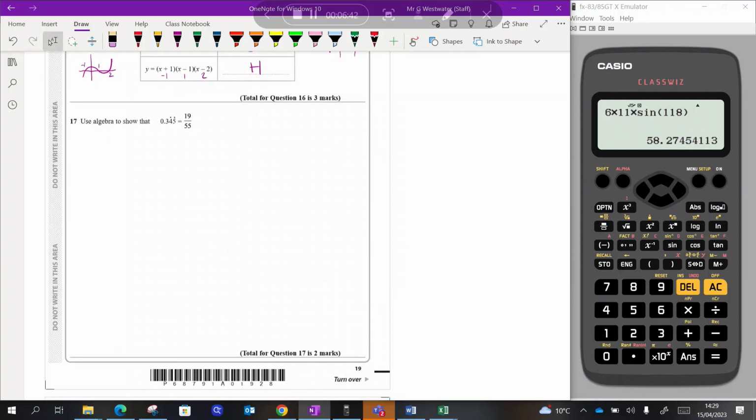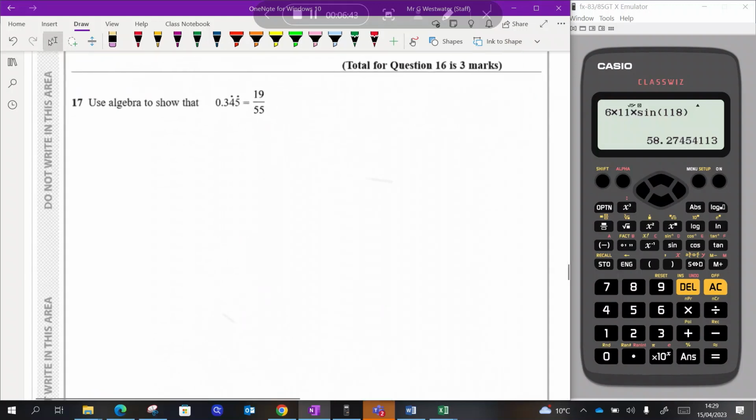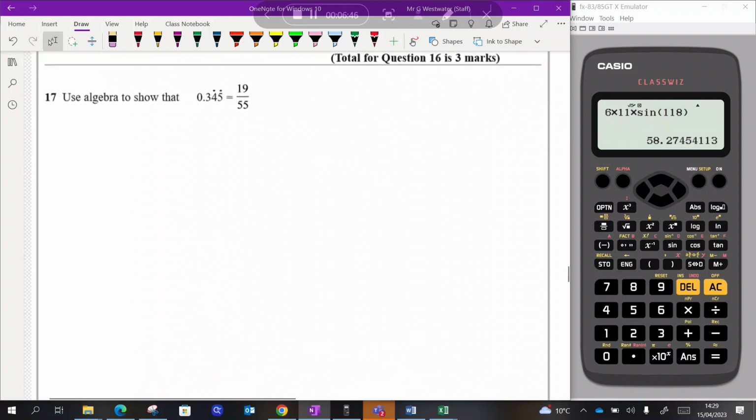And question 17. Use algebra to show that 0.345, now these dots mean this is 0.3454545 going on forever, equals 19 over 55. So again, it's a show that question. We pretend we have not seen this, okay? But we hope that our answer comes out to look like this. And the way we start this off is to say that x is this expression.